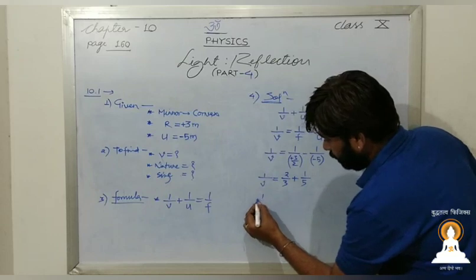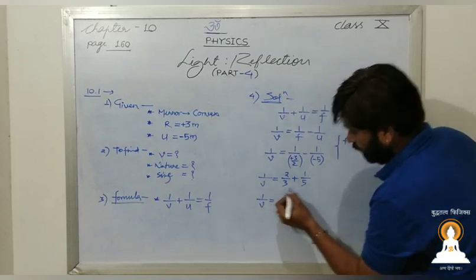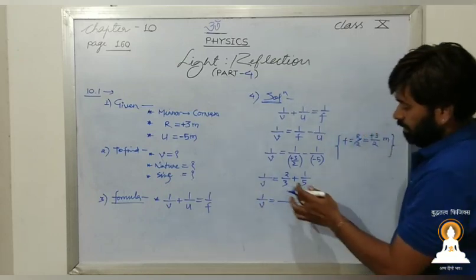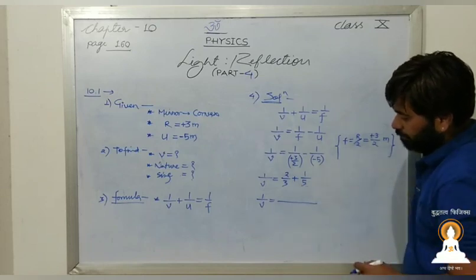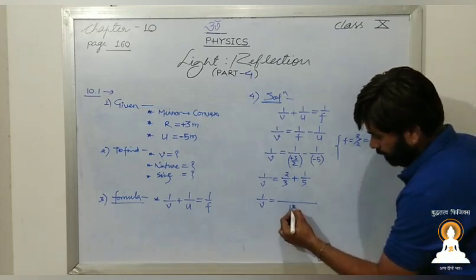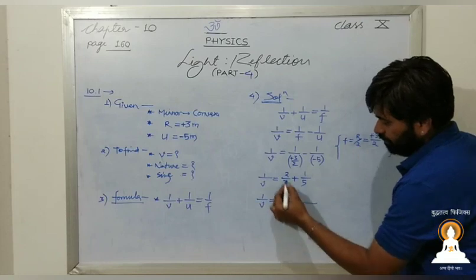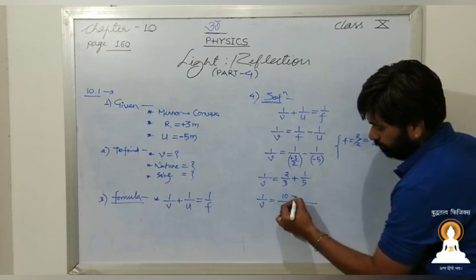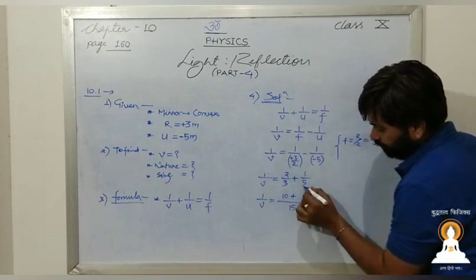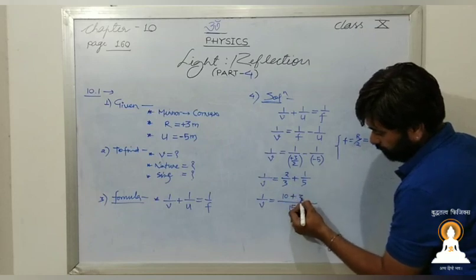So we will have 1 upon v is equal to, now the LCM of 3 and 5. The LCM will be what? 15. 3 fives are 15, 5 twos are 10, plus 5 threes are 15, 3 ones are 3.